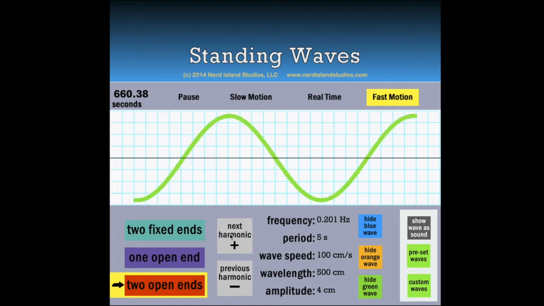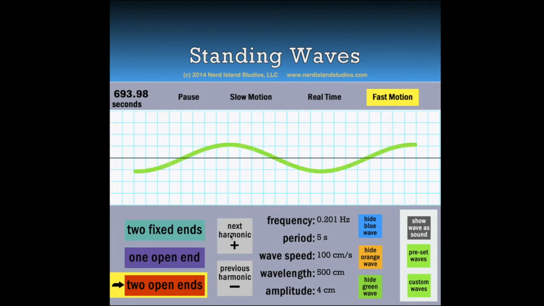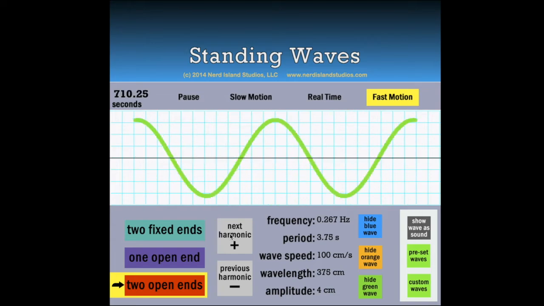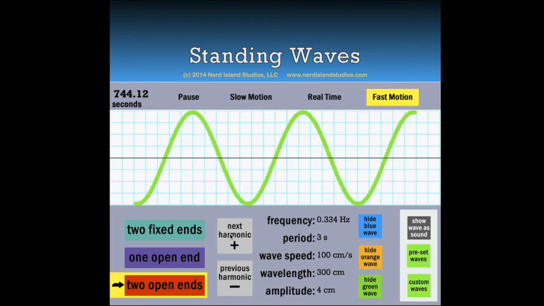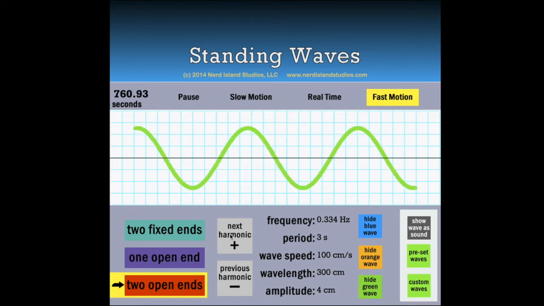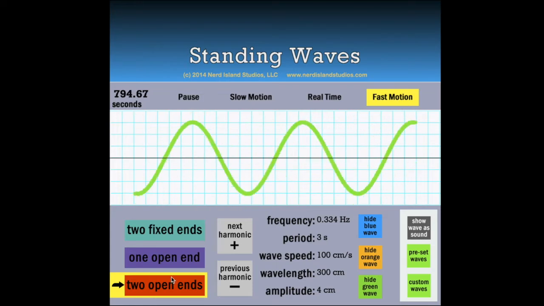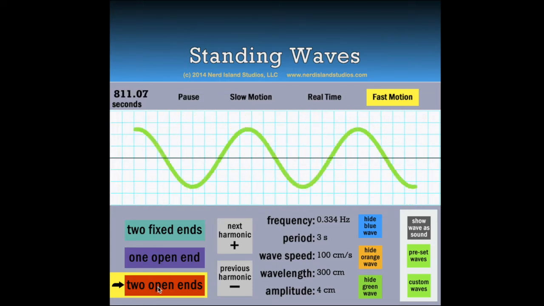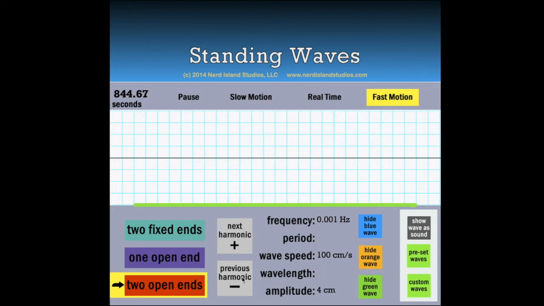I can do the next harmonic, and I get this. This is the third harmonic. And then I could get the fourth harmonic, and I could get the fifth harmonic. Okay, so I can get, again, every harmonic. I can get all harmonics with two fixed ends on the string. I can get all harmonics with two open ends on an open tube. All right, now the tricky part.